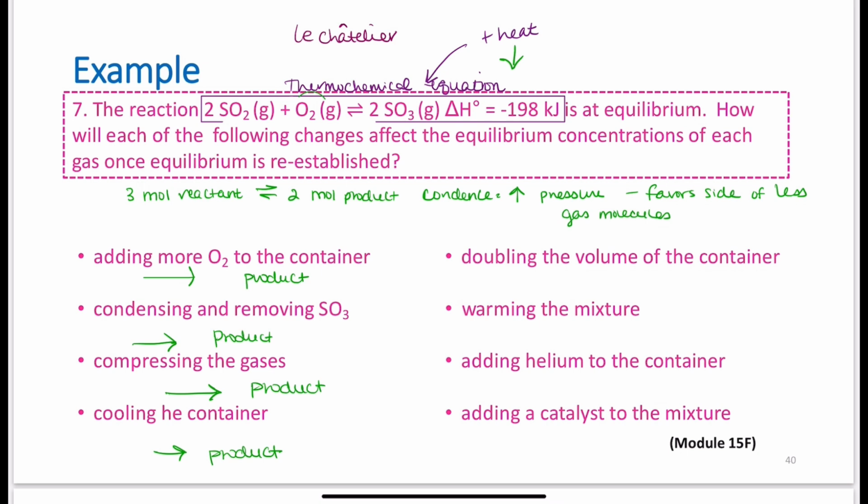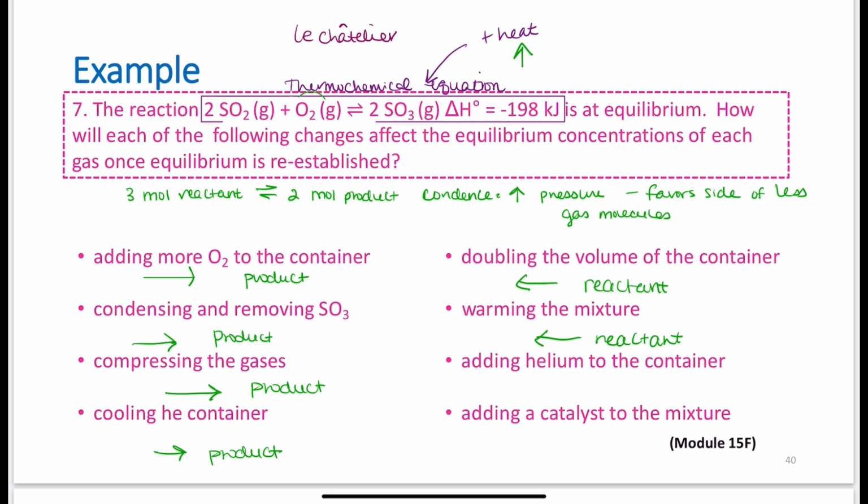What if I double the volume of the container? Doubling the volume decreases the pressure. Therefore, it's going to go to the side with more molecules of gas and it's going to form reactant. If I warm the mixture, again, this is adding heat to it. So now instead of removing heat, I'm adding heat. When it does that, it's going to adjust itself by forming more reactant. The heat is acting as a product, so if I've increased the product concentration, it's going to make more reactant.